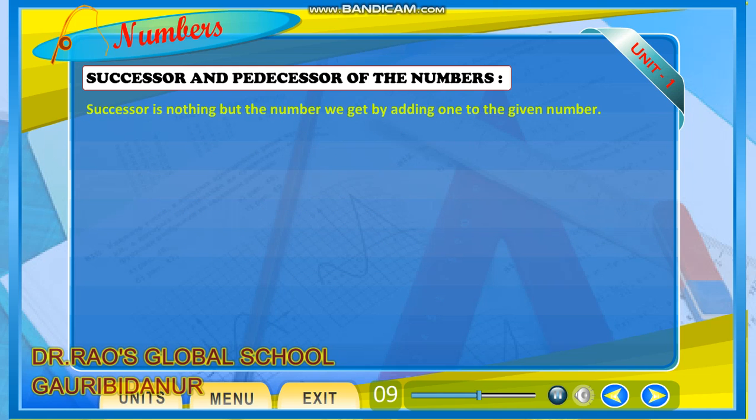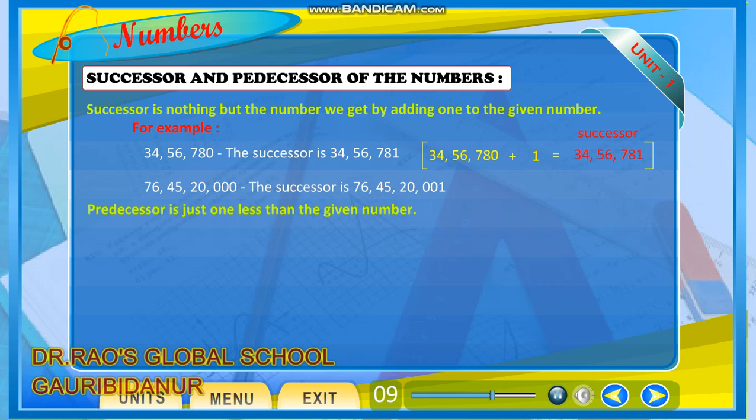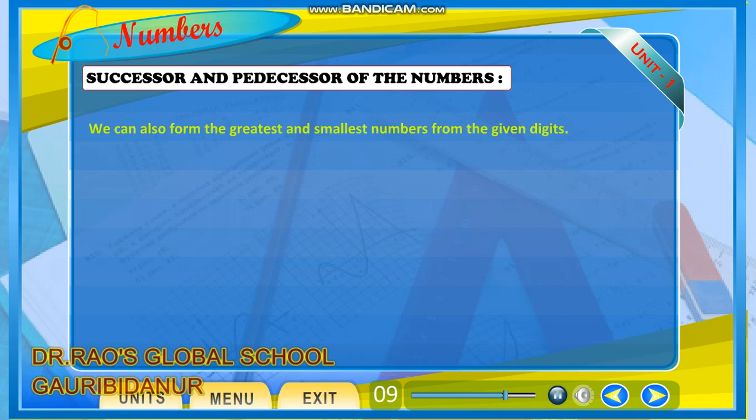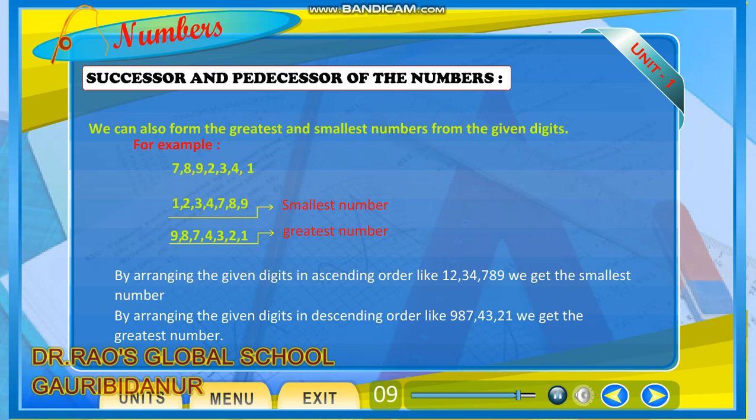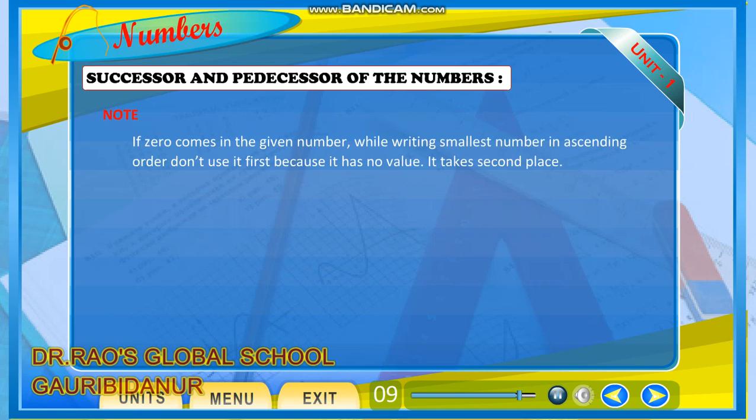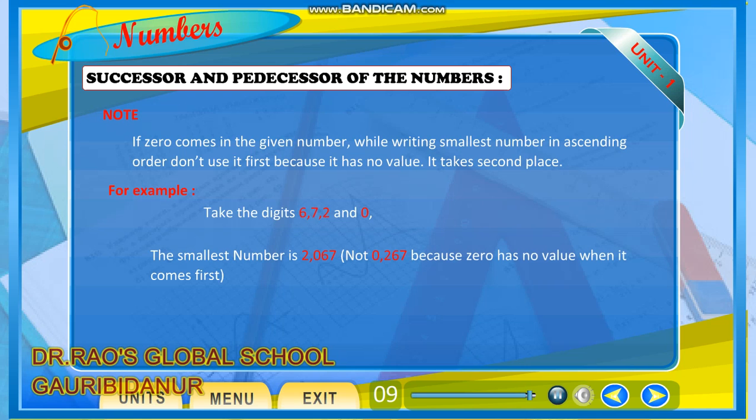Successor is nothing but the number we get by adding 1 to the given number. Predecessor is just 1 less than the given number. We can also form the greatest and smallest numbers from the given digits. Note, if 0 comes in the given digits, it takes the second place in the smallest number. For example, take the digits 6, 7, 2 and 0: the smallest number is 2067, not 0267.